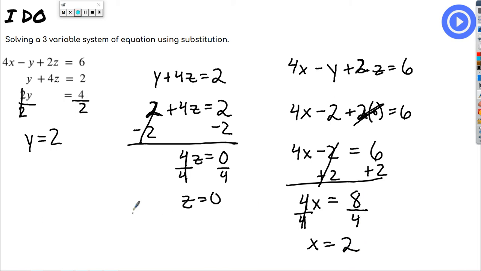So what's going to happen is now my solution, instead of x and y, I have my x of 2, my y of 2, and then my z of 0. So I'm going to have a coordinate triple here. So basically this is my x, this is my y, and this is my z value here for this system of equations.